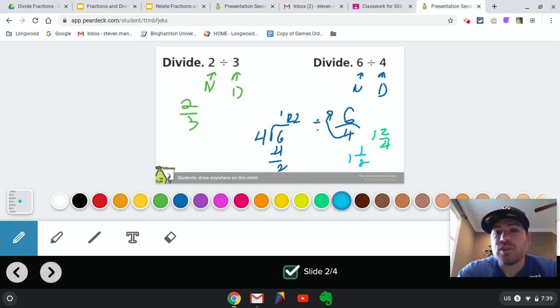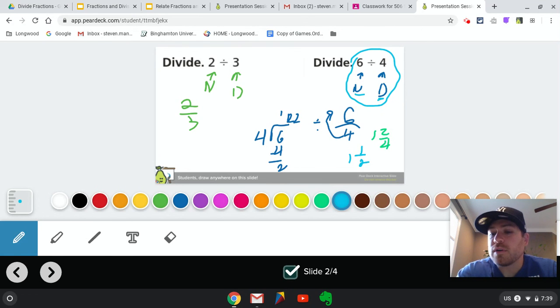So again, I took this original problem here, right, and I made it right into a fraction. Numerator is the dividend, or the first number. Denominator is the second number, or the divisor. And then I went and simplified my fraction. So I think that's pretty simple to do.